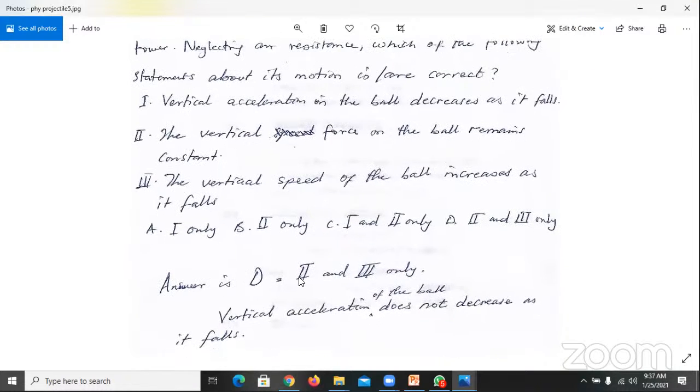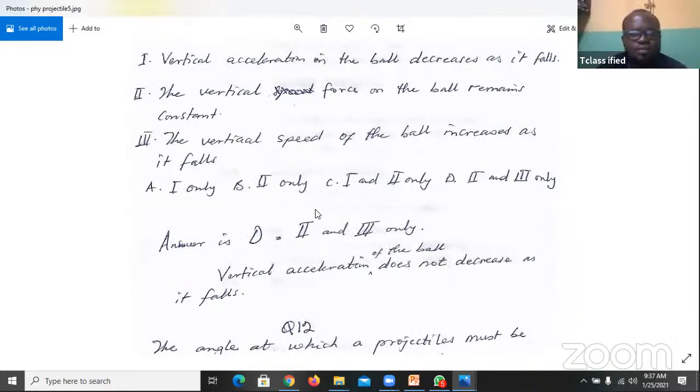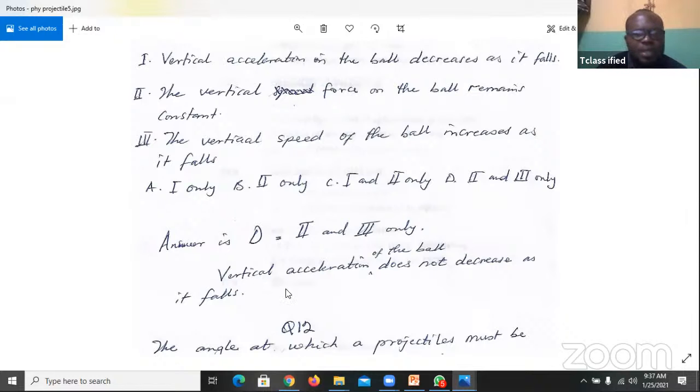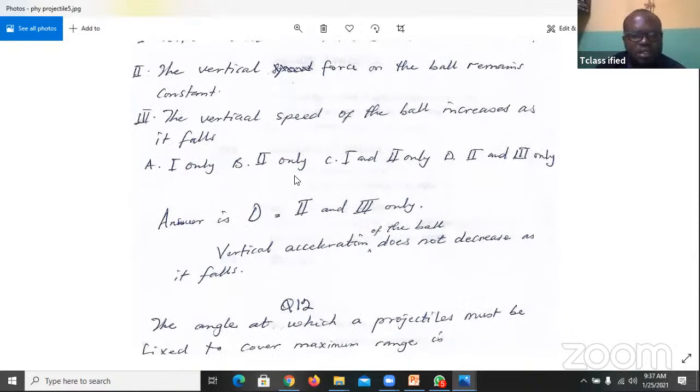Okay. What about number 2? They said the vertical force. The vertical force, the force that you apply, is actually constant. Okay. Yeah. So let's look at this one.